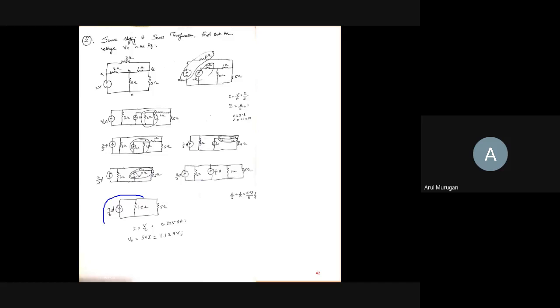Otherwise, what is the simplest method you can do? I will replace this with a voltage source, followed by the resistance. What is my resistance? 1.2. So 1.2. Then here it is 5 ohm, connected across this point. What is the V value? V is equal to I into R. What is the I value? 7 by 6 multiplied by 1.2. So this is my V value.